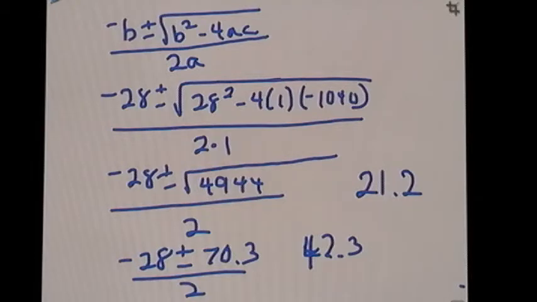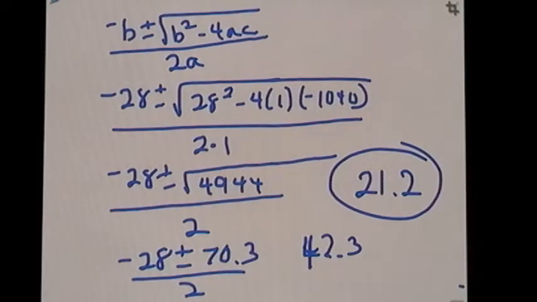Right, then you're going to subtract it, which isn't going to work because you're going to get a negative number. When you take negative 28 and subtract 70 from it, you're going to have a negative number, so we really don't even need to do it. Your answer is 21.2.